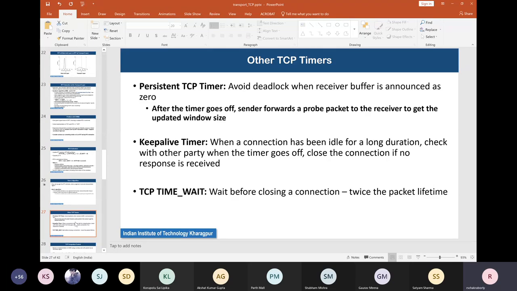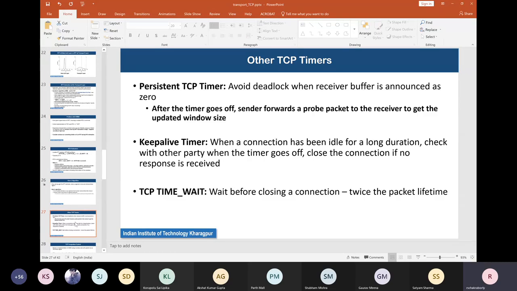Then there is the keep alive timer. This is another timer. When a connection has been idle for a long duration, you just check with the other party what is happening. Say the persistent TCP timer is also not getting any response. Then you invoke the keep alive timer. This takes even more time. The persistent TCP timer maybe goes off after 30 seconds, and the keep alive timer, I'm just giving examples, say goes off after 10 minutes of not getting anything from the other side.